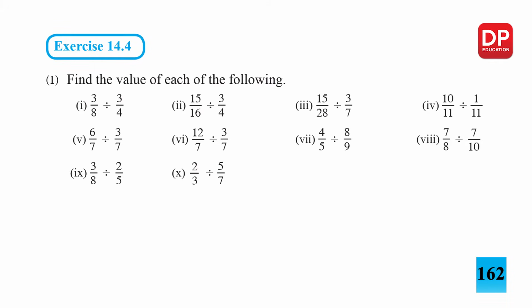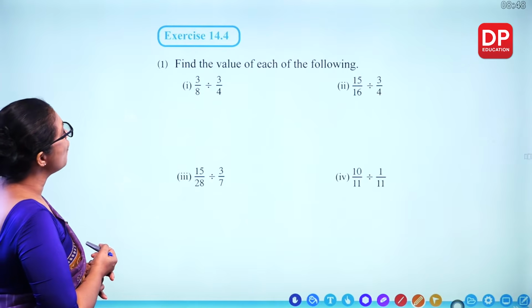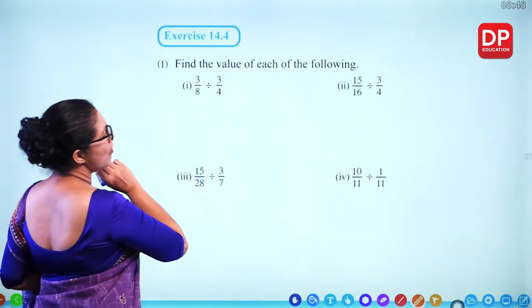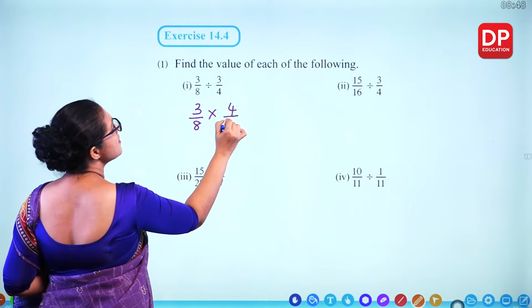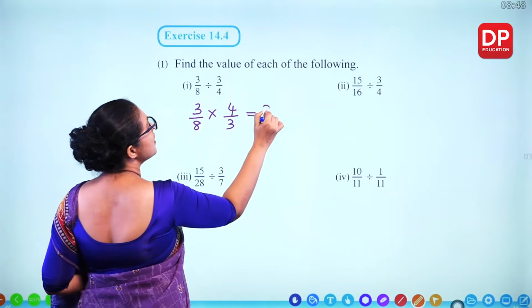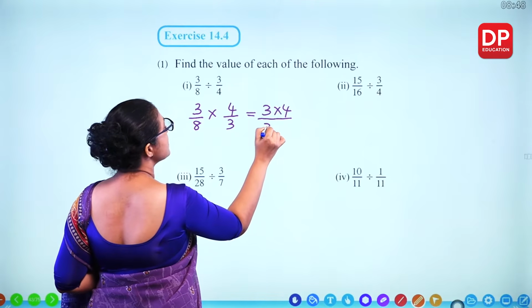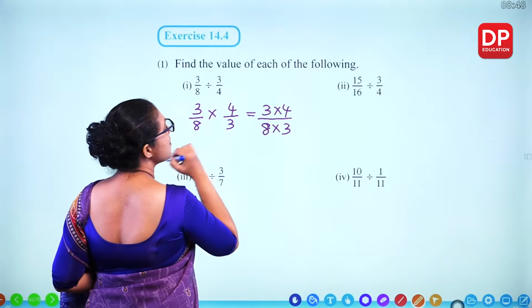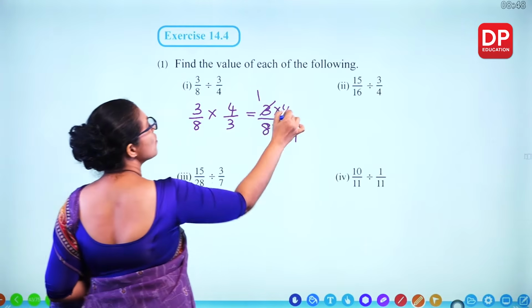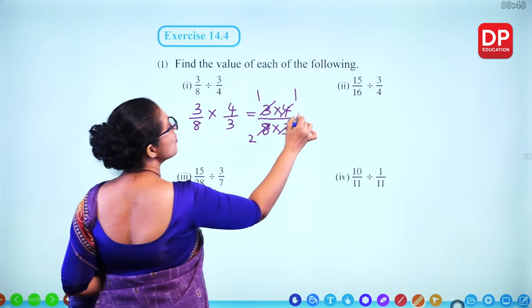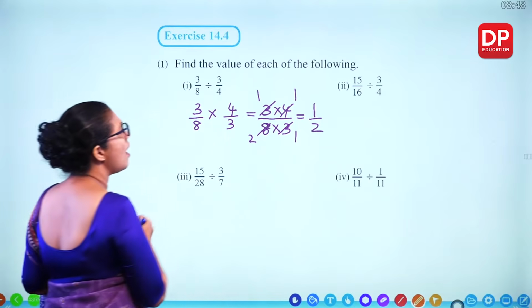Exercise 14.4. Find the value of each of the following. Division. All are division. So convert to multiplication by taking its reciprocal. Then multiply the numerator separately, denominator separately. 3 and 1, 3 times 1. 4 times 1, 4 times 2. Answer is half.